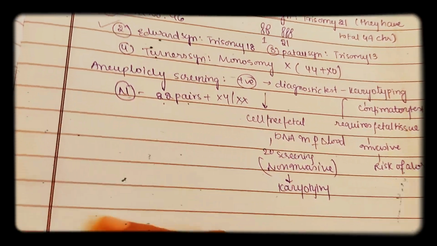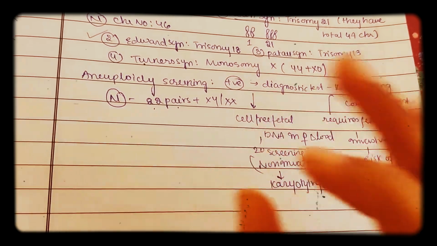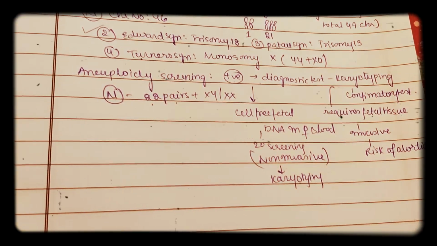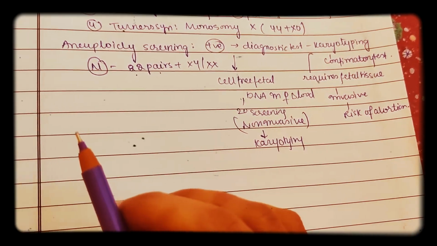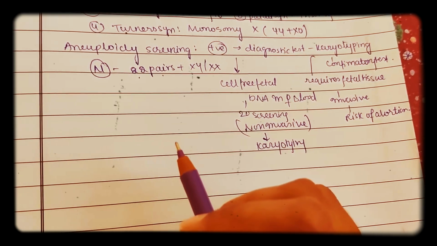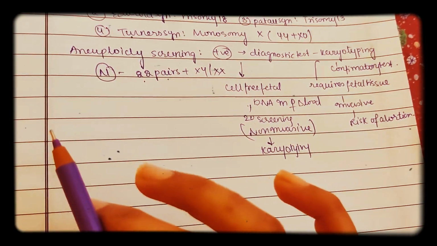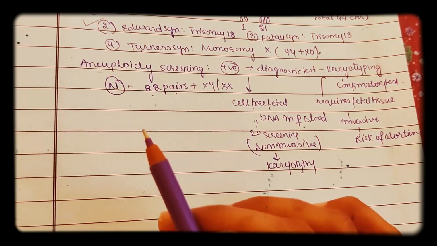So for example, you have a female who has done her aneuploidy screening and the screening is positive. Now you want her to go for cell-free fetal DNA. But some females may say it's very costly and they can't afford it, so they'll directly go for karyotyping. It's according to the female's wish; you can't force them. So what is karyotyping?